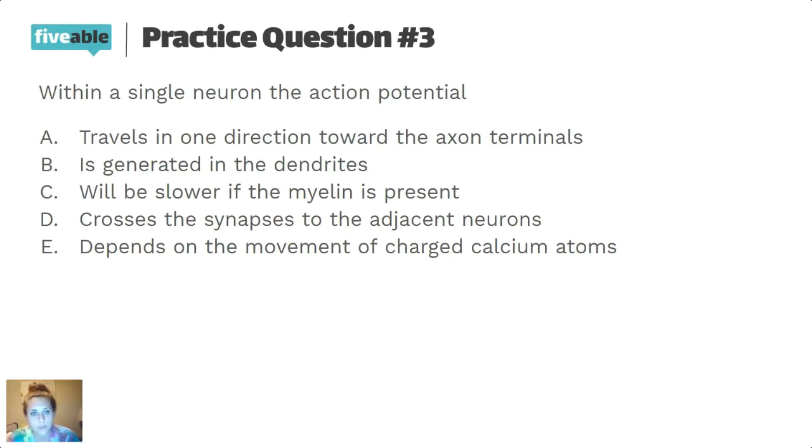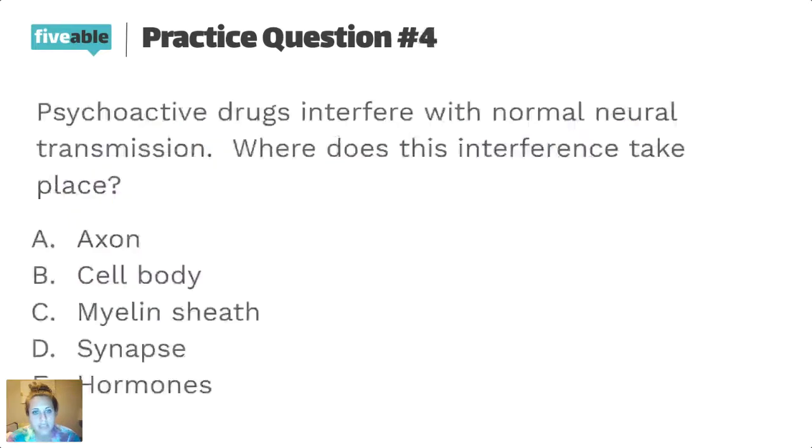Okay, 2 more questions. Psychoactive drugs interfere with normal neural transmission. Where does the interference take place? This is a tricky one. So if you're doing heroin or another psychoactive drug, how is it impacting your neurons? Where is it impacting your neurons? This is probably the hardest one.